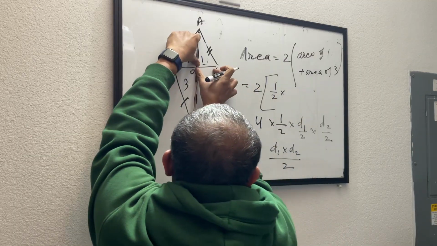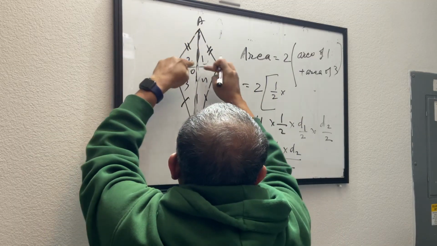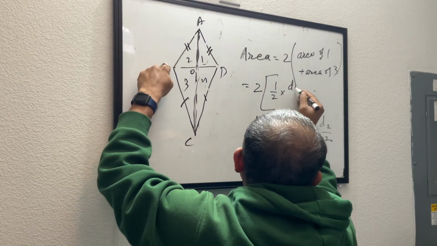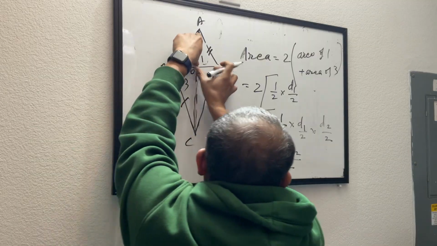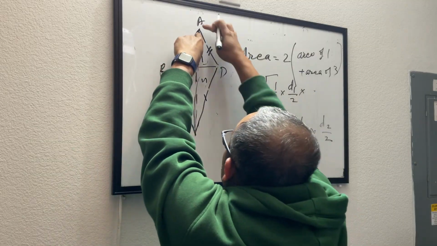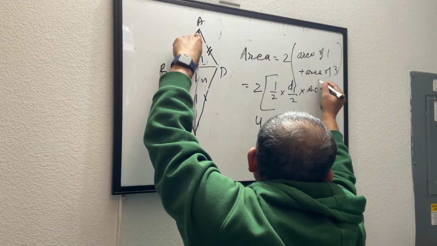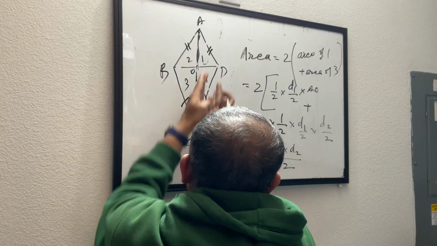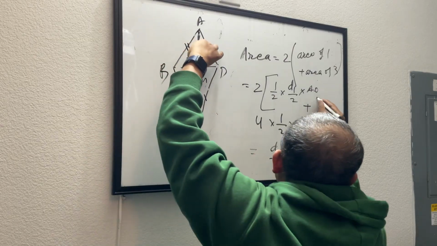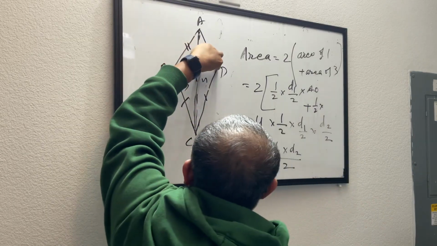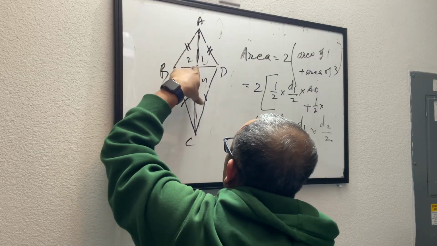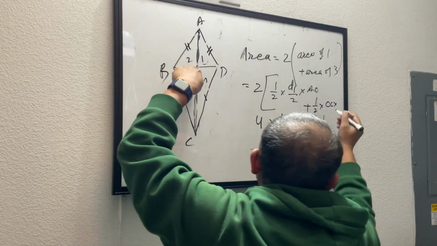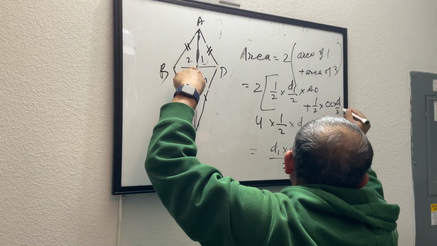base, which is this one. Now we saw that these two triangles are congruent, so this side will be the same. Let's say this is D1, so this will be D1 by 2. Base into height. Height, let's say, is A to O. We don't know whether this is equal to this or not. Plus 2 times the area of this one. This one's area will be again half into base, OC, into height. Let's say this is OD, which is again D1 by 2.